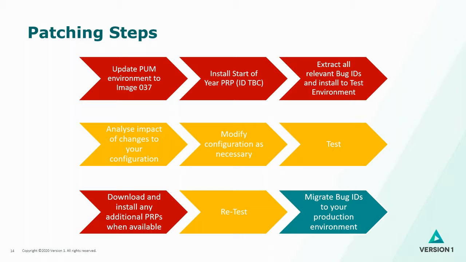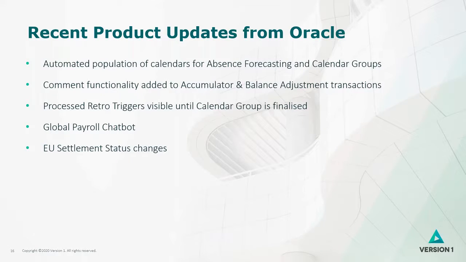As mentioned already, the rates and so on that have been announced are all provisional, so there is always the chance that something else may change following the release of that last start of year update, in which case obviously you'll need to download and install any additional PRPs that Oracle provide and then retest. And assuming you're happy with everything, you'll then migrate the bug IDs to your production environment, which will then apply all the latest updates. But obviously that needs to be in place for the April payroll.